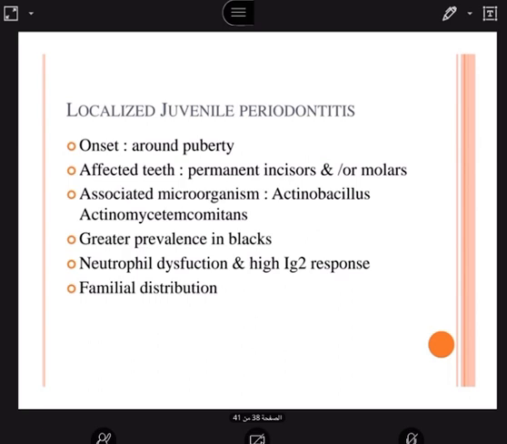It's due to an unknown cause. Why it is happening, nobody knows. But studies have shown that it can be due to neutrophil dysfunction and a higher IgG2 or immunoglobulin response.